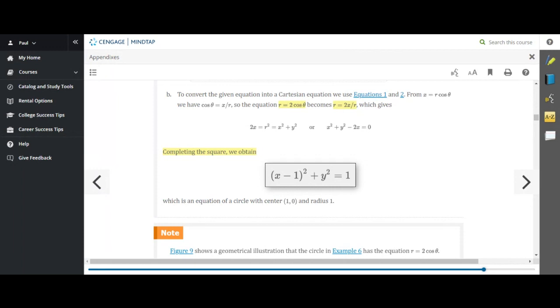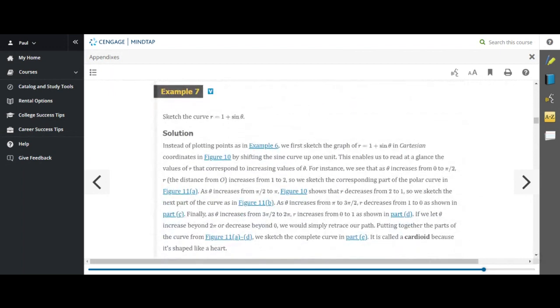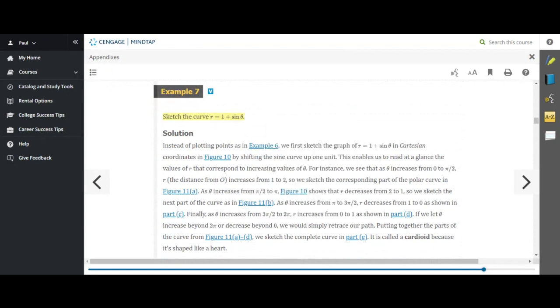Okay. Now, another way you can look at polar coordinates is, like in example 7, they want you to sketch the curve r equals 1 plus sine theta. Normally, I think many of you will be utilizing Desmos. But still it's important for you to make a connection between the graph of r equals 1 plus sine theta, like you learned in trigonometry, and the polar graph.